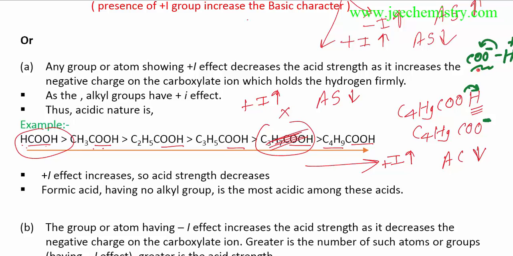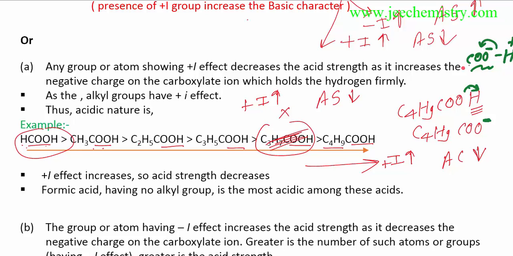Minus I effect will draw as many electrons as possible, so it will stabilize these compounds, because as the negative charge decreases, stability increases. So an electron withdrawing group decreases the electron density, because the anion has more electrons.